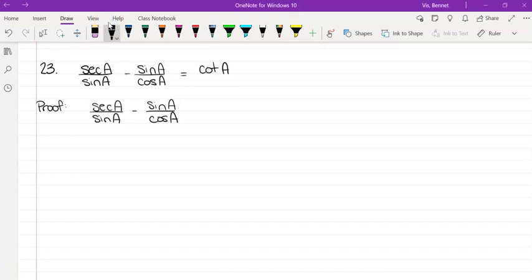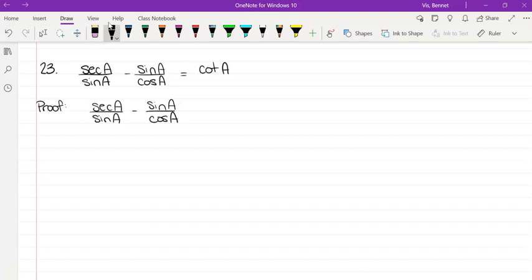Alright, in this problem we're going to show that the secant of a divided by the sine of a minus the sine of a over the cosine of a is equal to the cotangent of a. I'll start it like I start everyone by writing proof. And I'm going to pick this left side. I think in the book it says to just change this into that. This is the more complicated side, and I want to simplify it down to this.